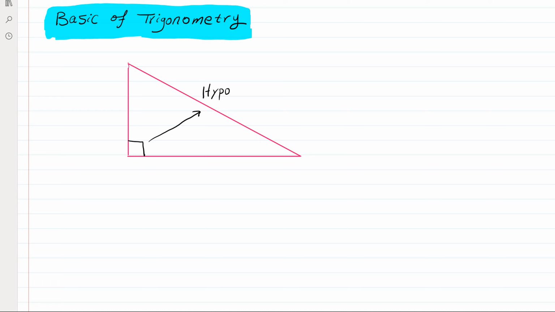Then, if another angle is given, as this angle for example, let's say theta, then the side opposite to theta, which is this side, we call opposite. And the one left, we call adjacent, or ADJ.